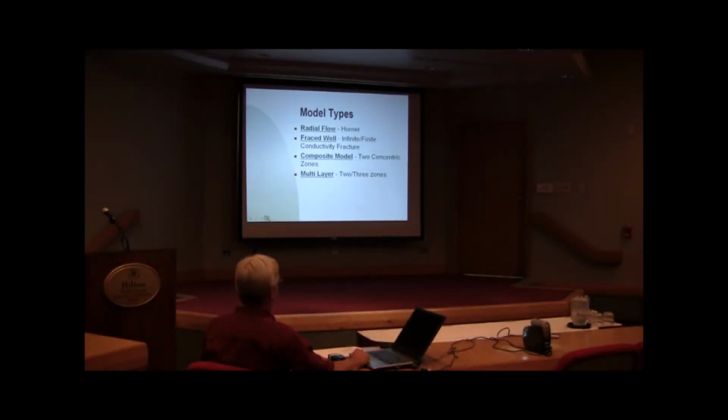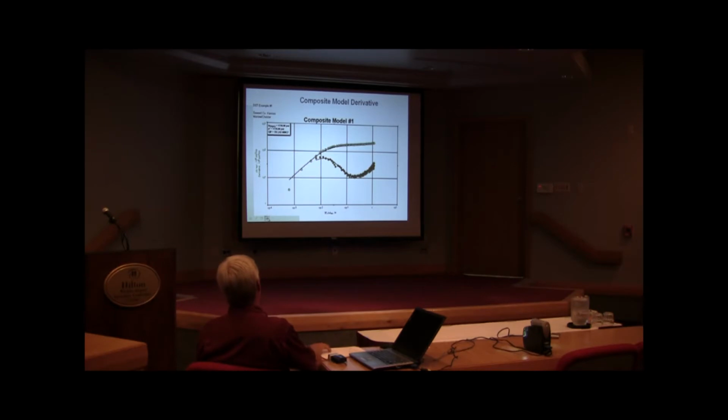Multi-layer is just that. You've got 2 or 3 zones contributing. A partial penetration might be if you've got a 100-foot thick zone and you just perforate the top 10 feet of it. You've got flow coming at you from a radial direction, but you've also got flow coming up. Slanted well bores, horizontal well bores.